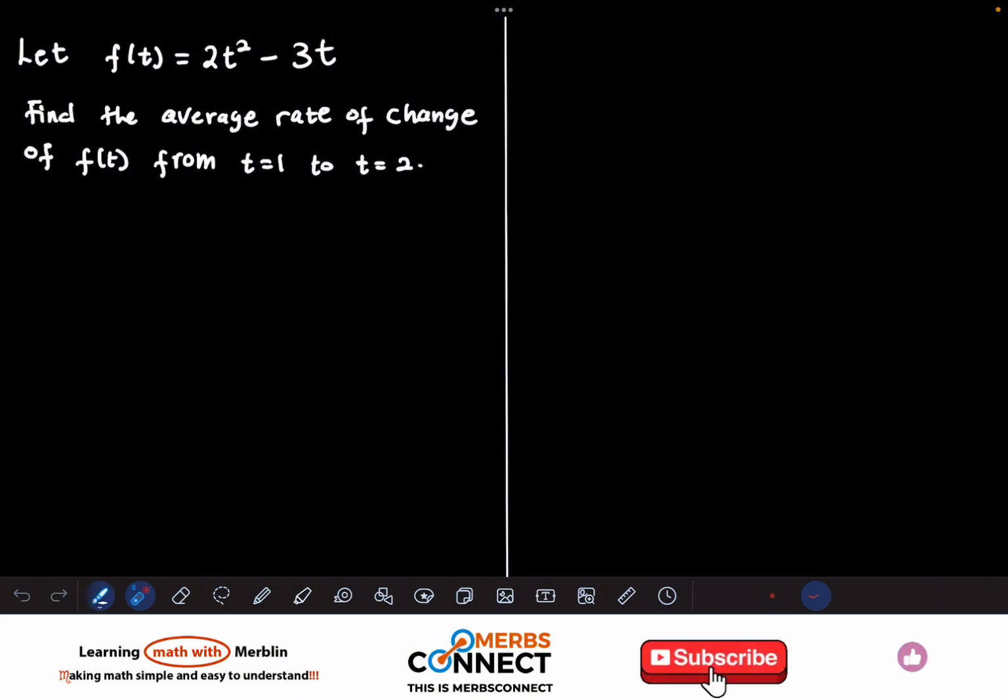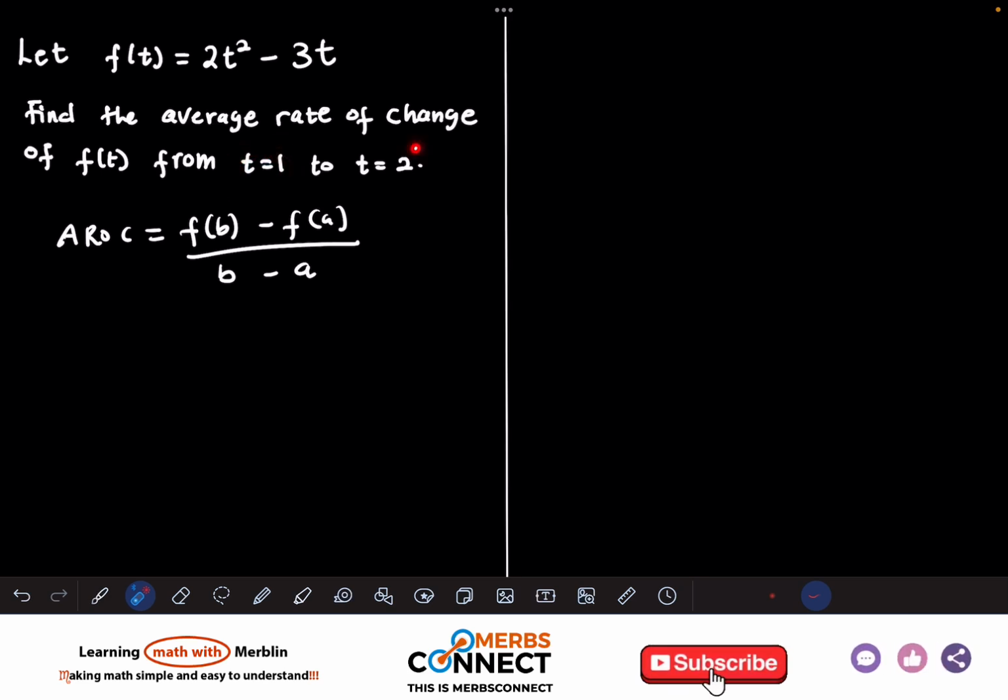So now we come to apply the formulas that we derived. The first thing that you need to remember is the formula for finding average rate of change. Average rate of change is equal to f of b minus f of a divided by b minus a. That's right. So now here our a is equal to 1 and b is equal to 2. So let's plug them in.